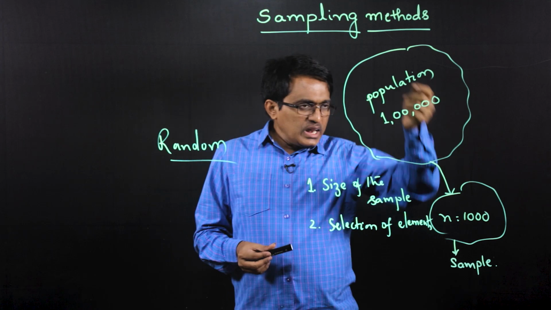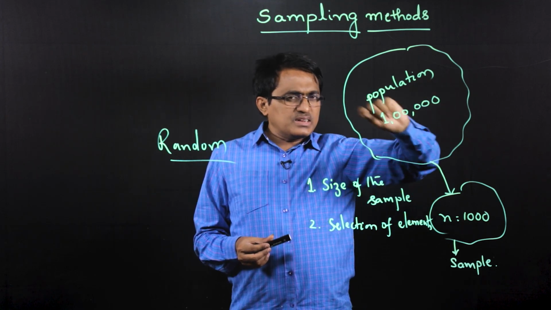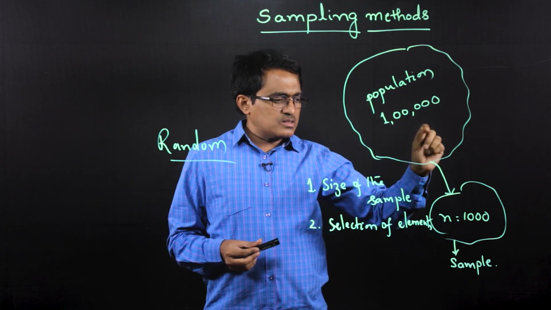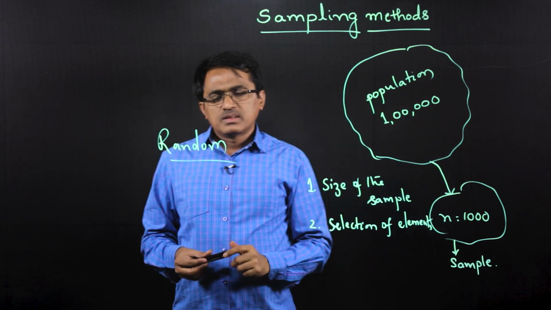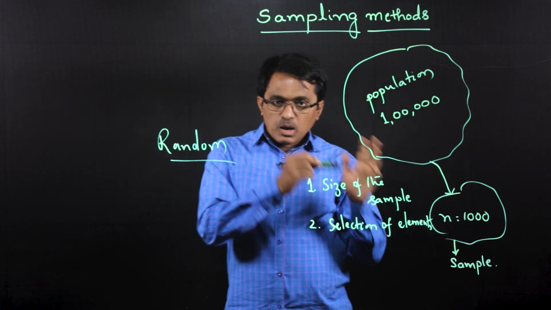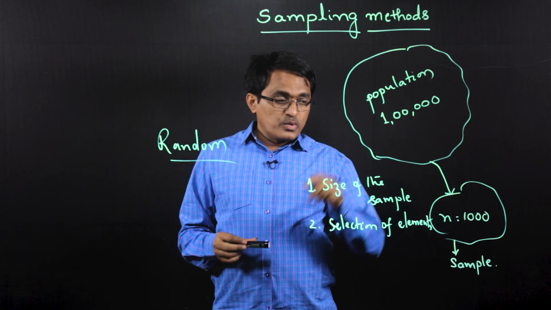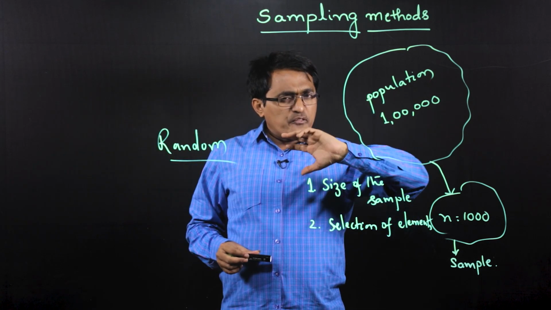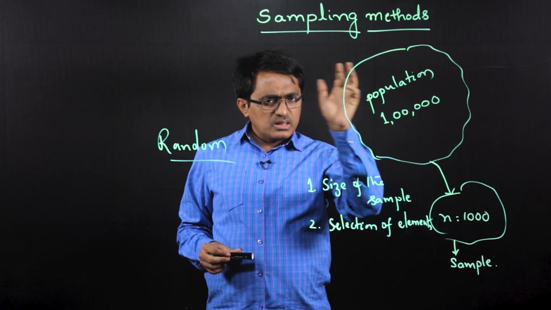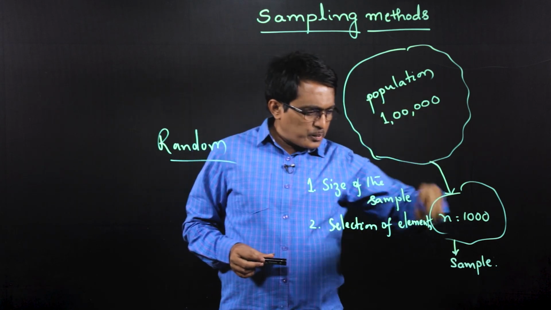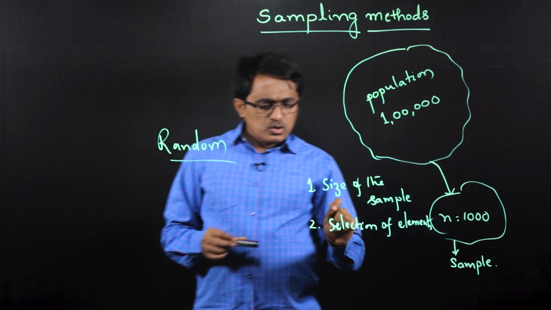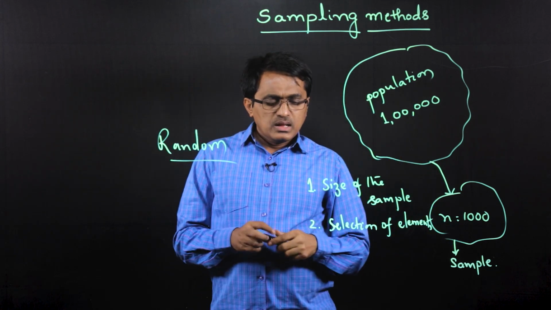So, every element in the population is having equal chances of being included in the sample. That is what, then only our sampling may give better results or the best results or good results. Right? So, we have to select the sample such that every entity in the population is having equal chances of being included in this. Right? So, that is selection of elements.